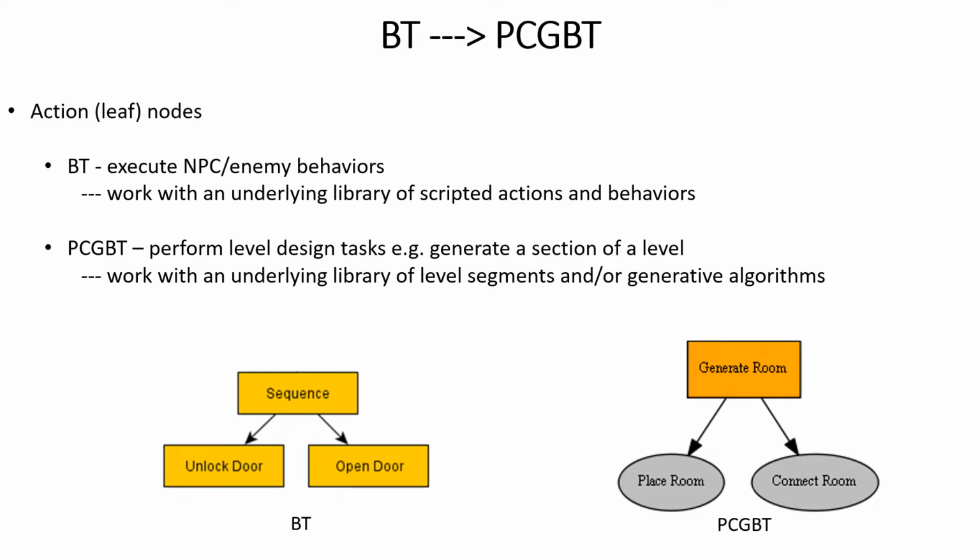And this in turn requires that instead of having these action nodes refer to an underlying library of scripted actions and behaviors, we now have the action nodes refer to an underlying library of content. And this could be in the form of level segments, as in this work, or alternatively, it could also be a set of generative algorithms. But overall, as a result of this, executing an action node would now generate a part of a level rather than perform some sort of NPC behavior as in traditional behavior trees.